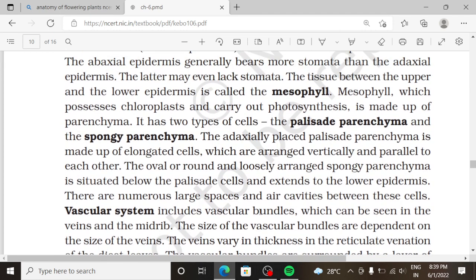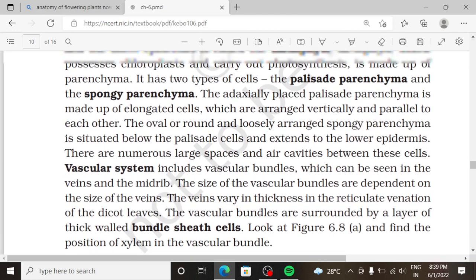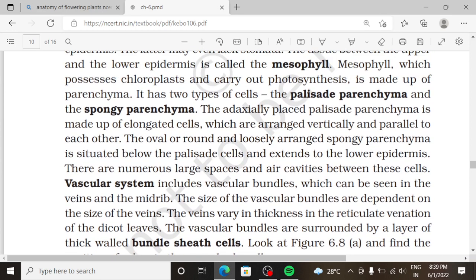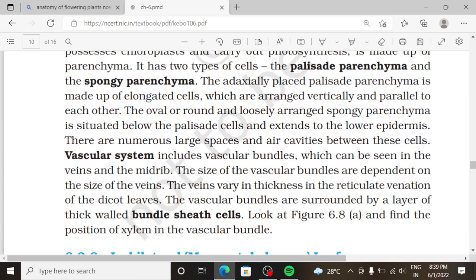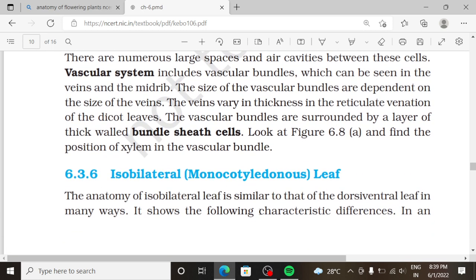The tissue between the upper and lower epidermis is called mesophyll. Mesophyll, which possess chloroplasts and carry out photosynthesis, is made of parenchyma. It has 2 types of cells, the palisade parenchyma and the spongy parenchyma. The adaxially placed palisade parenchyma is made up of elongated cells which are arranged vertically and parallel to each other. The oval or round and loosely arranged spongy parenchyma is situated below the palisade cells and extends to the lower epidermis. There are numerous large spaces and air cavities between these cells.